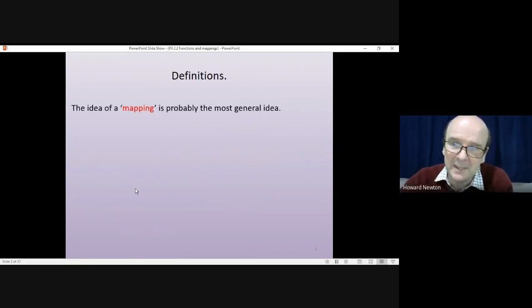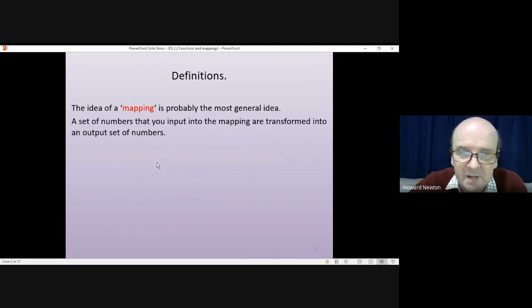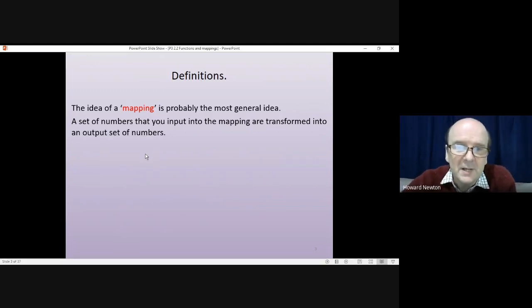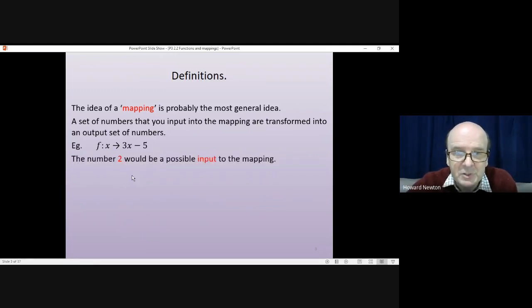The idea of a mapping is probably the most general of the three ideas. You have a set of numbers that you input into the mapping, and they're transformed into an output set of numbers. So, for example, if you had the mapping f maps x to 3x minus 5, the number 2 would be a possible input to the mapping, and f would map 2 to 3 times 2, take away 5. Exactly as you would do with a function, exactly as you would do if you had y equals 3x minus 5. The output would be 1, 6 take away 5.